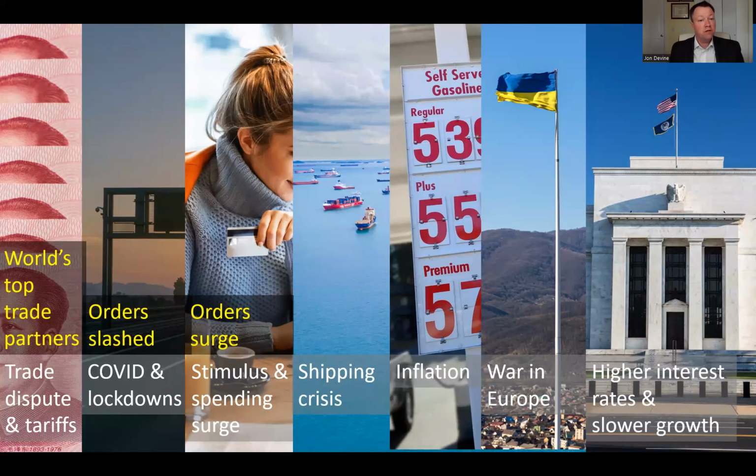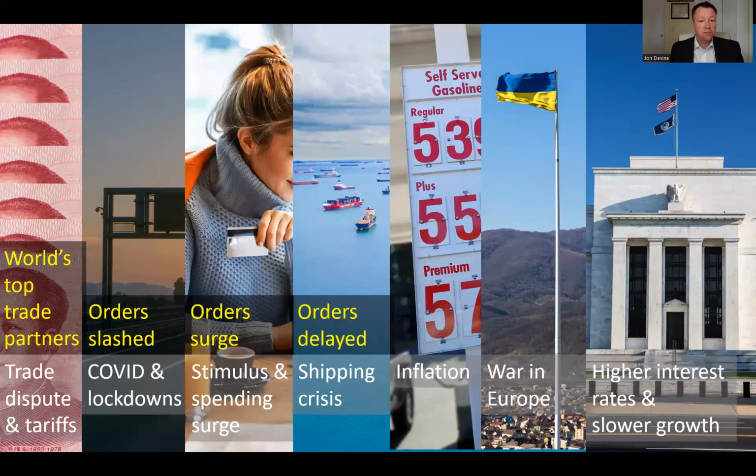Not long after, we saw orders surge. So after mass cancellations, we saw mass order placements. The reason for that is that pipelines get cleaned out during recessions to preserve cash and stay in business. The strength of consumer demand that followed was pretty unexpected. So a big shock there on the demand side.